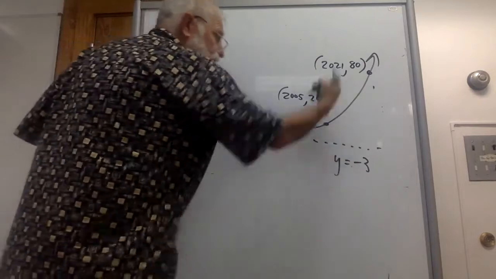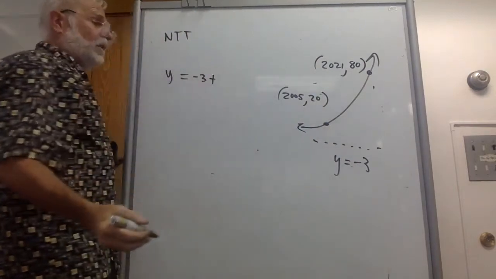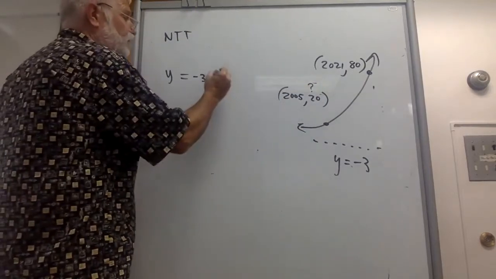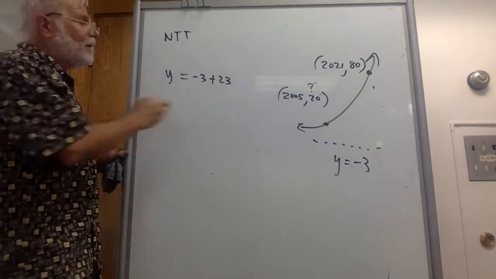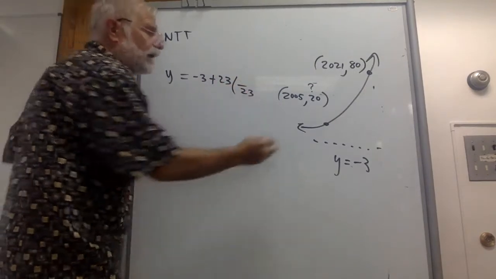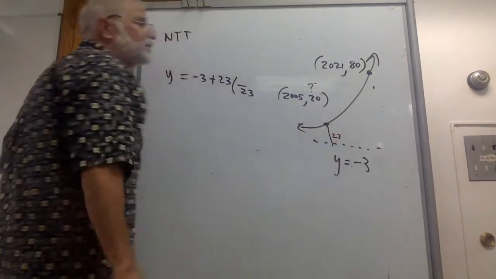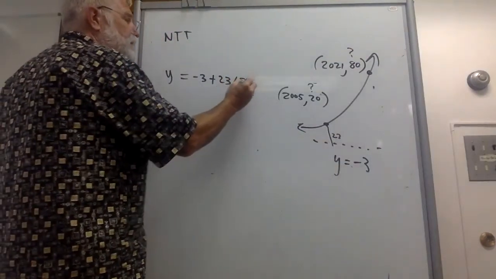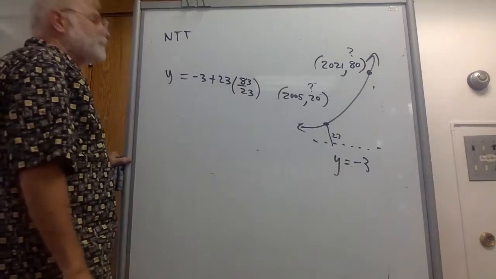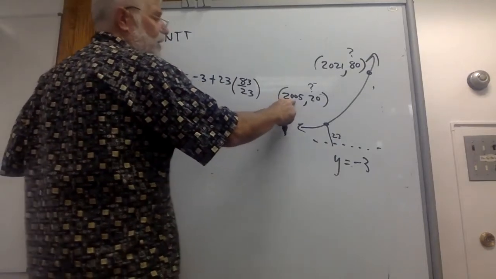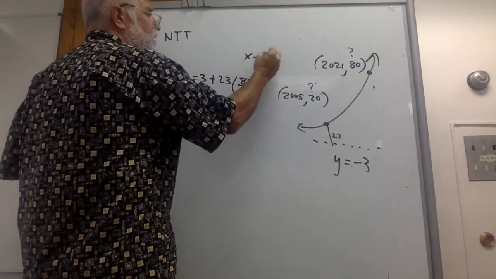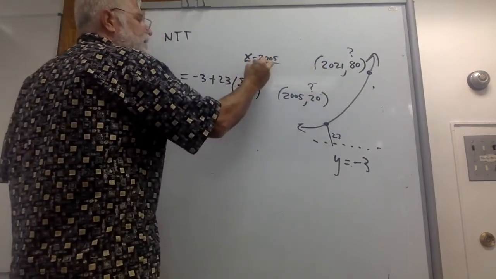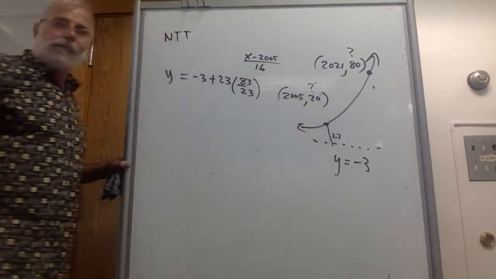So I know everything is above -3. The question is, how far is 20 above -3? I think it's 23 units above -3. The next one isn't 23 units. What's the next one? How big is 80 over negative 3? Oh, that's 83 units. And I know I want 2005 to act like a 0, so I'm going to say x minus 2005. And I know how many years it is from 2005 to 2021. Well, it's 16. That's that equation.